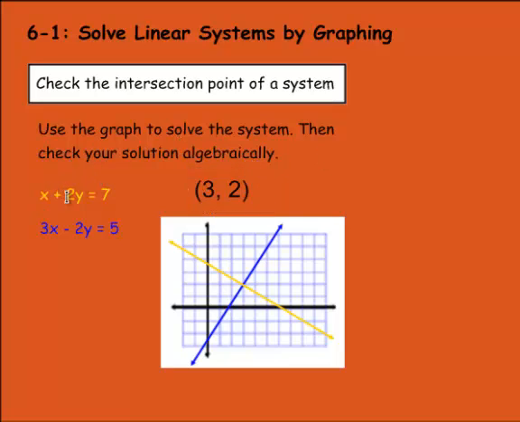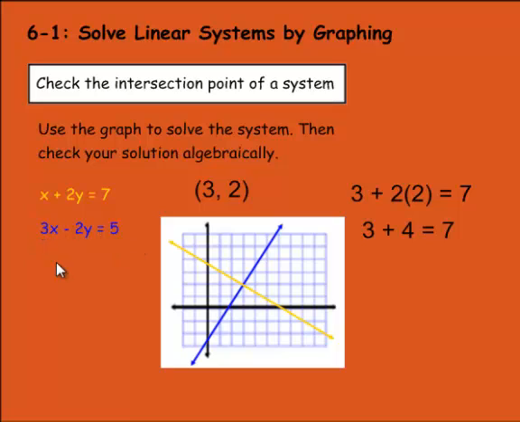So let's do that. Let's plug it into both of these equations. First, the yellow one here. So 3 would be x plus 2 times 2 for the y, and does that equal 7? Well, 2 times 2 equals 4, so 3 plus 4 equals 7. And there we have it. That would be correct.